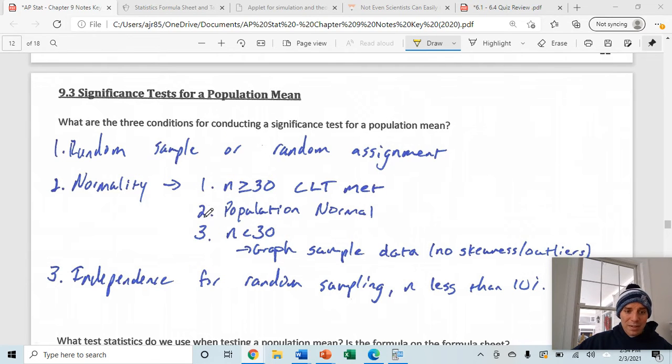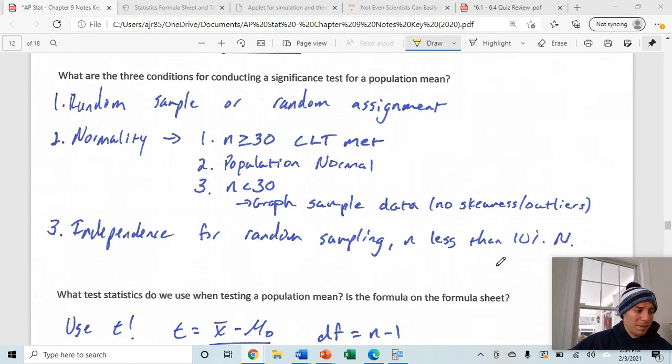If that's not the case, and your sample size is less than 30, that's when we graph our sample data and we want to show that there's no obvious or major skewness or outliers. So same conditions that you saw when we did confidence intervals for means. And then if we have random sampling, and only when we have random sampling, we are looking for that independence condition. So either independent trials or your sample size has to be less than 10% of the population size.